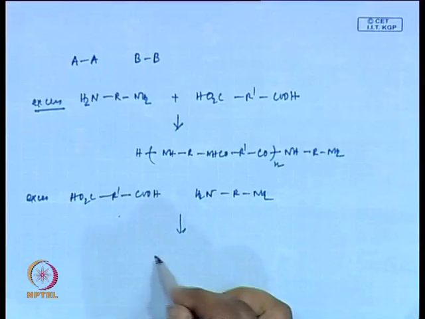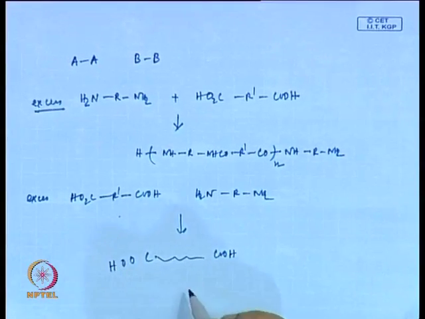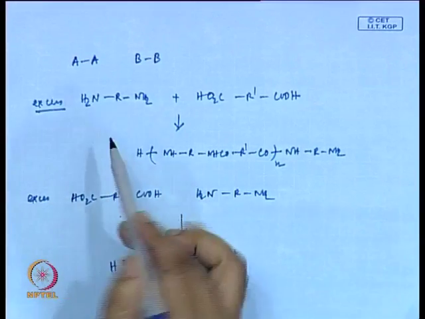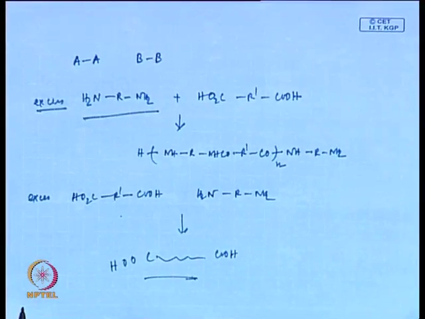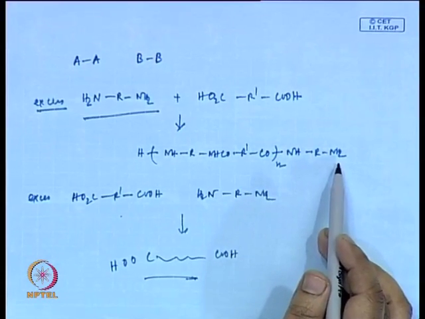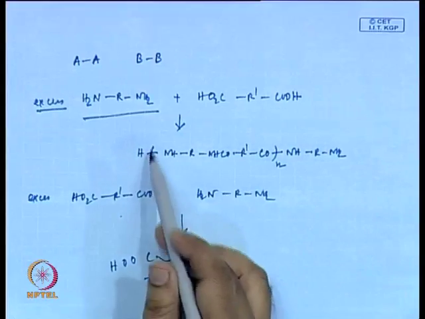You will end up in something where both sides have COOH groups, right. So, if you have excess diamine, then you will end up in a polymeric or oligomeric chain where both sides are capped with amine groups.